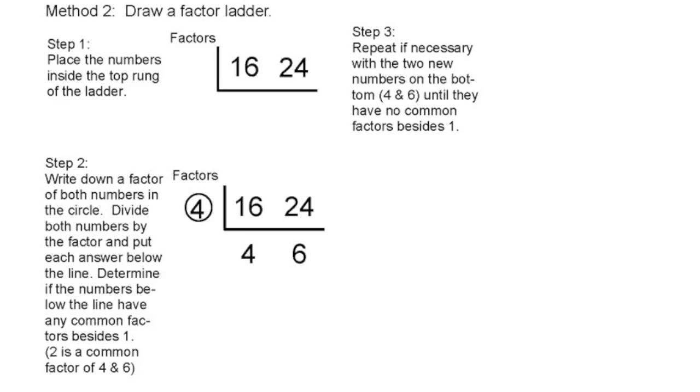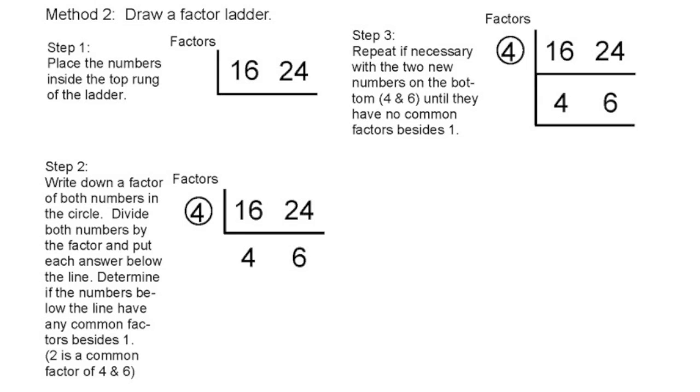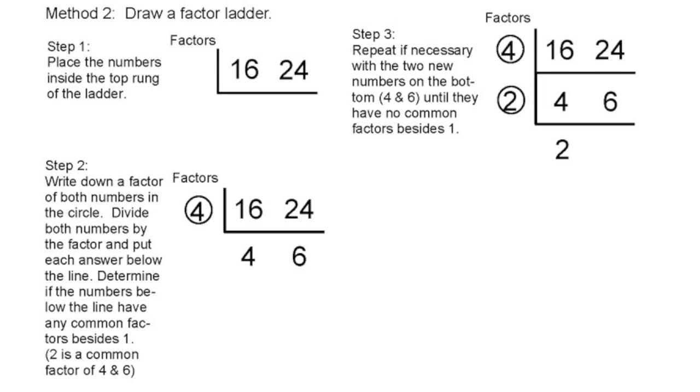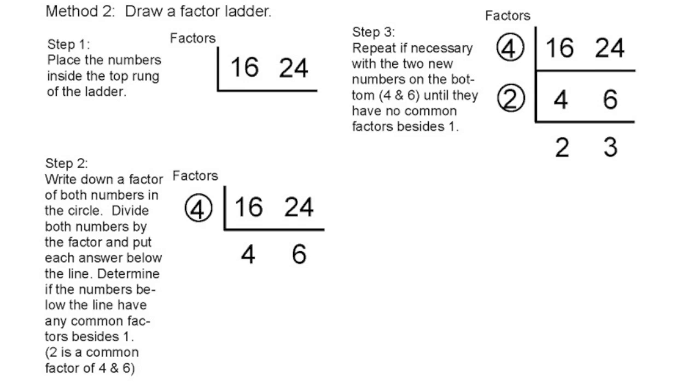So I look up there and I've redone it. I've now basically added the next rung below it. So I see 4 and 6. What's a common factor of 4 and 6? 2. 2 is definitely a common factor. They're both even. 2 goes into 4 twice, and 2 goes into 6 3 times. So then I have that right there.